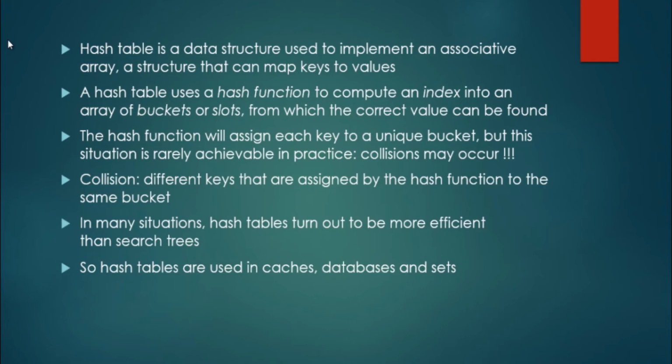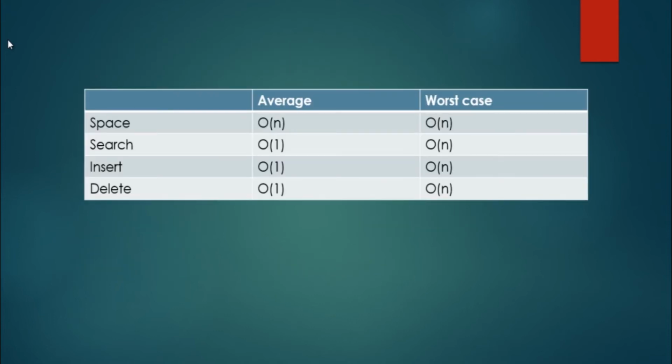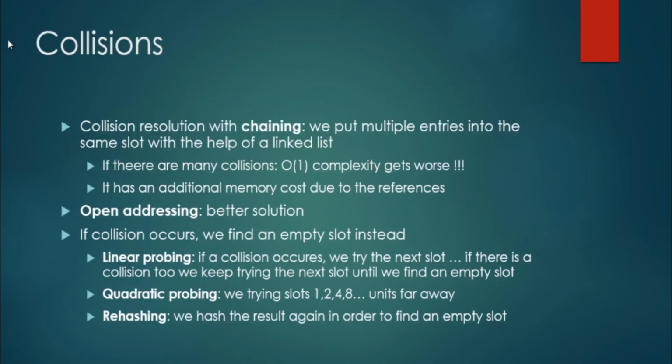So hash tables are used in caches, databases, sets, whatever. So that's the average time complexity for search, insertion, and deletion. It is order 1. Of course, the worst case is linear time complexity.